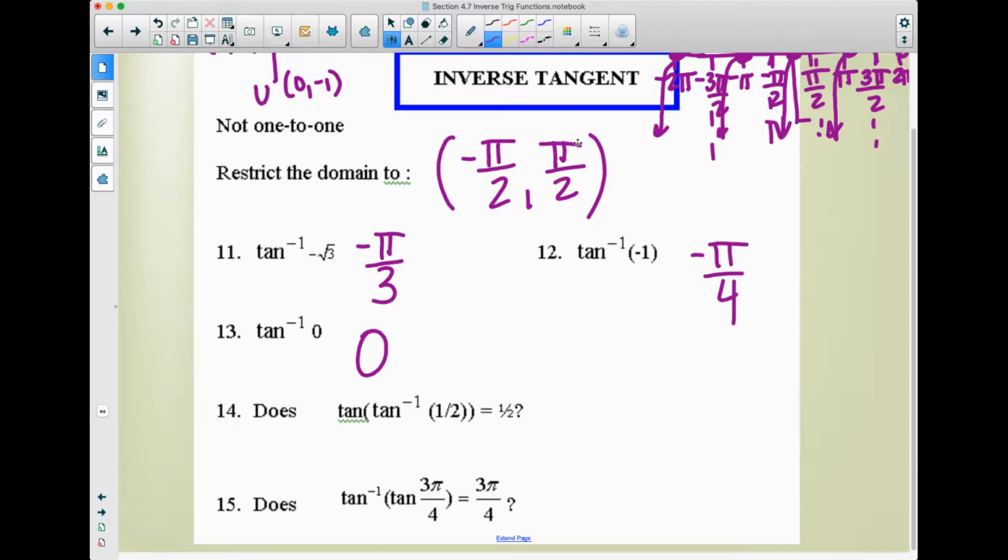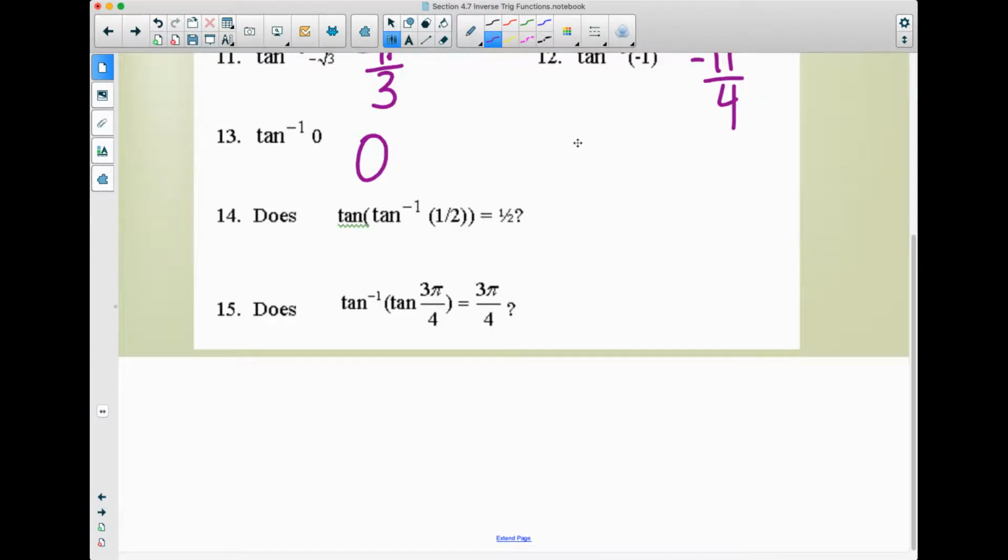Here's where you have to spend a little bit of time and practice, and that's with these compositions. So, looking at the first one. Does tangent of the inverse of 1/2 equal 1/2? Who thinks yes? Who thinks no?